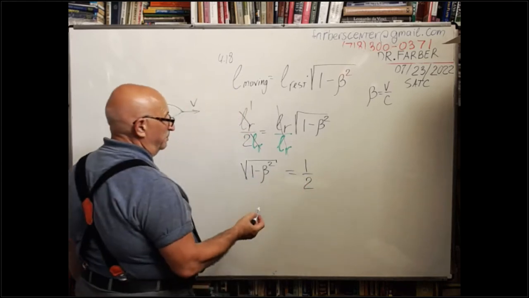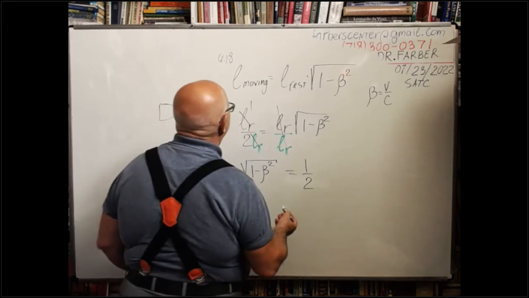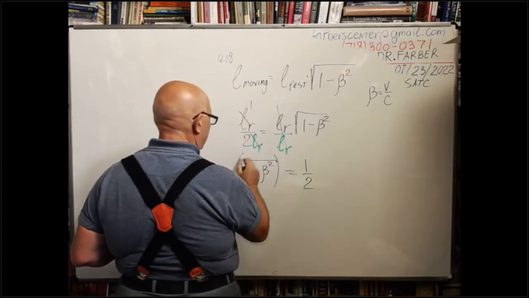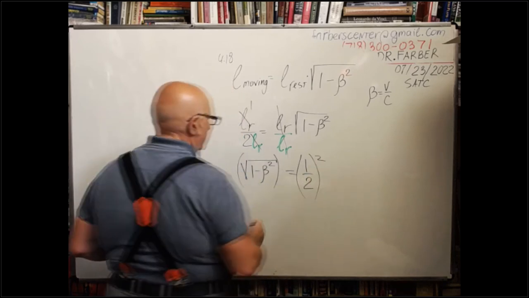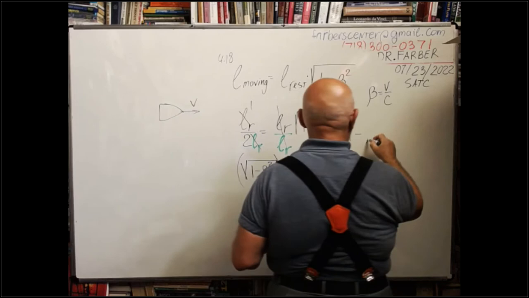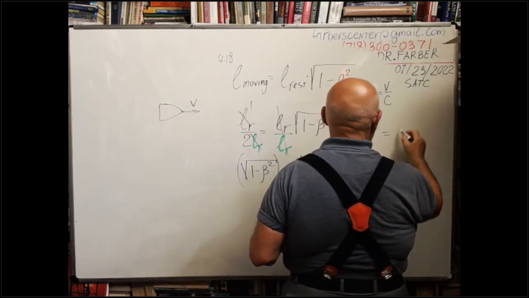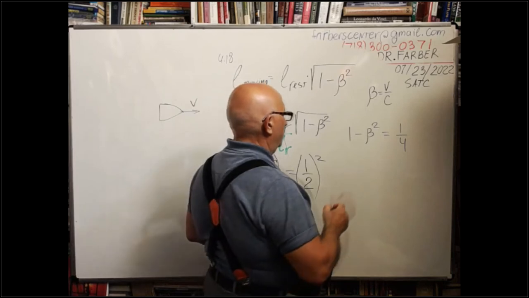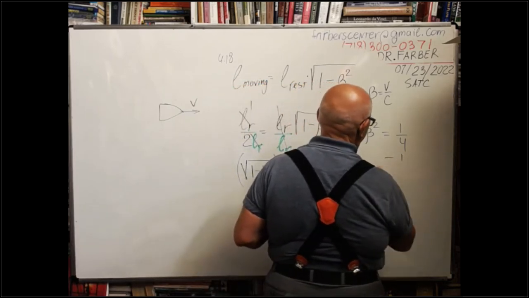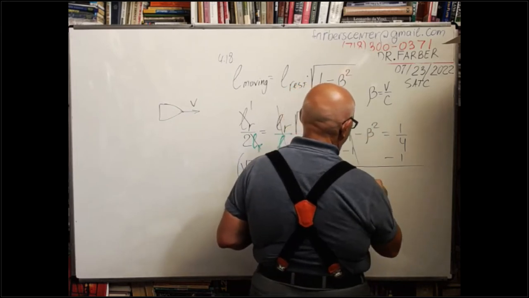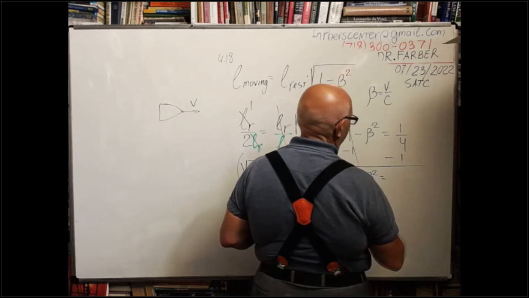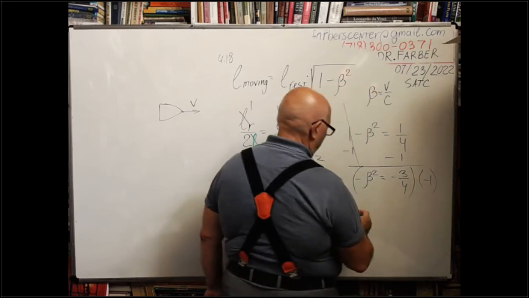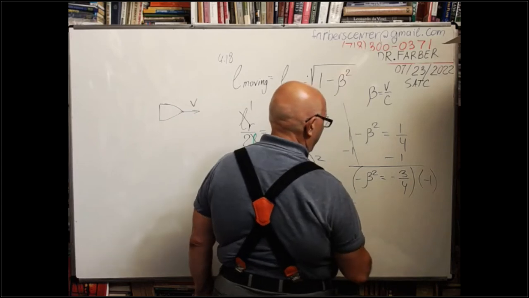How to find beta? Easy. This is not a second power here, so take both parts to the second power. And you have 1 minus beta to the second power equals 1 over 4. I continue with that. How to find beta? Minus 1 and minus 1 cancel out. I get negative beta to the second power equals negative 3 over 4. Or I multiply both parts by negative 1 and get beta to the second power equals 3 over 4.